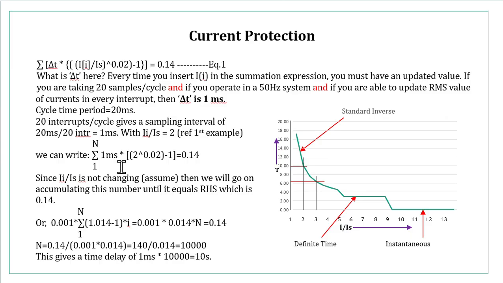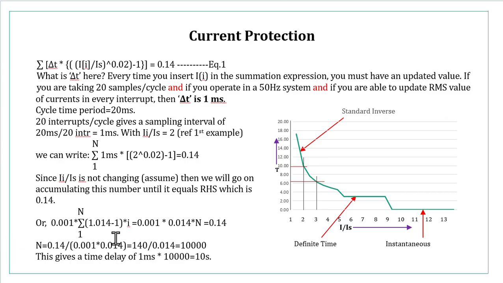Do you get it? So I repeat, if during this summation you find that this left hand side becomes equal to right hand side after 100 operations, so 100 times you are reading I, and the interval between two readings is 1 millisecond, so 100 into 1 millisecond is 0.1 second, after which you will issue the tripping command. Since I upon IS is not changing, we will go on accumulating this number until it equals RHS, which is this.